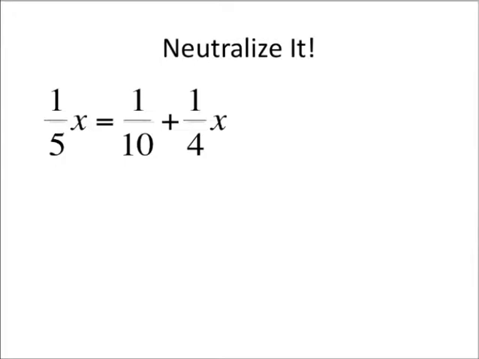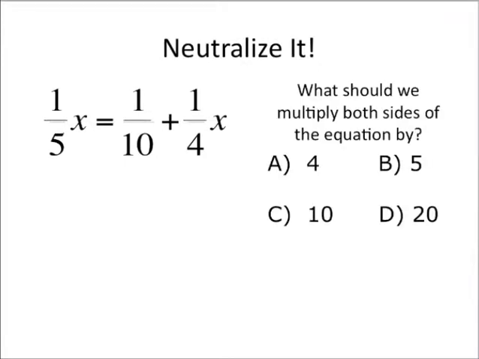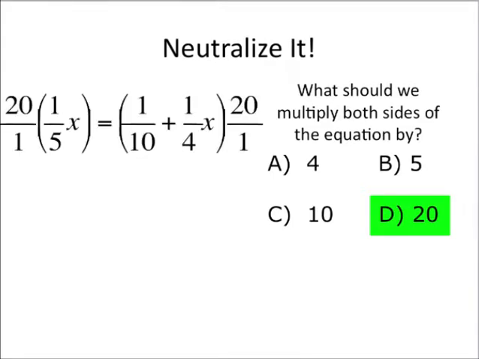On to the scariest one yet. The denominators are 5, 10, and 4. What should we multiply both sides by? What do 5, 10, and 4 all divide evenly into? We should multiply both sides of the equation by 20. On the right side, notice we're multiplying the 20 by 2 terms in parentheses, 1/10 and also 1/4 of x. So we're going to want to distribute that 20.